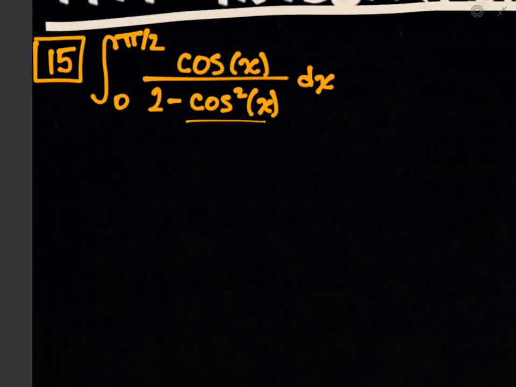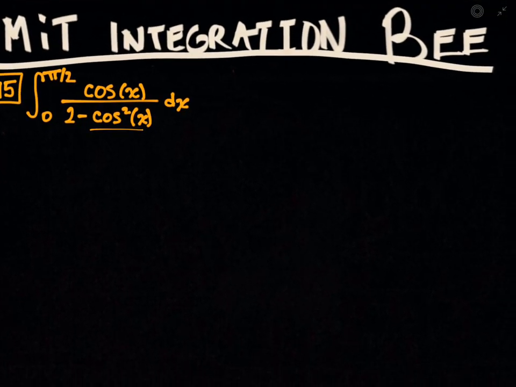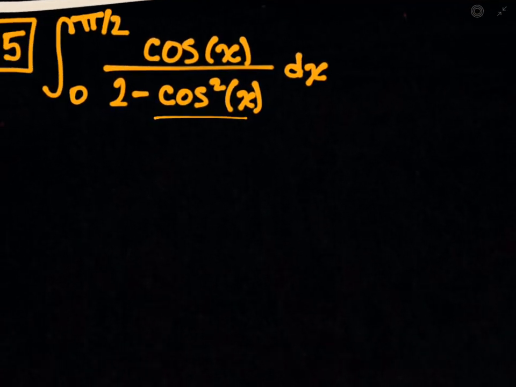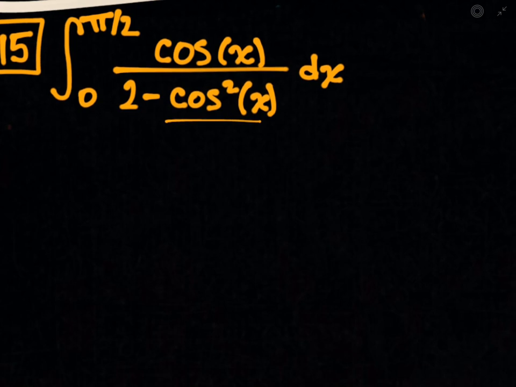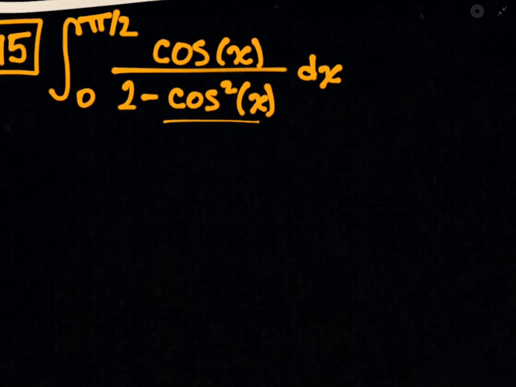Here we have problem number 15 of the MIT integration bee. We're integrating the integral from 0 to pi over 2 of cosine x over 2 minus cosine squared of x dx. So the first thing I want to do is get rid of this cosine squared x in the denominator here.